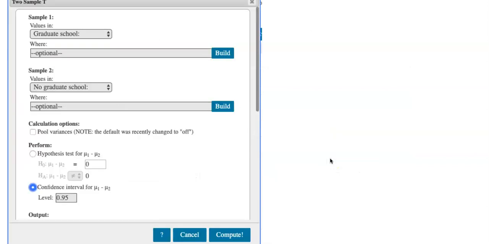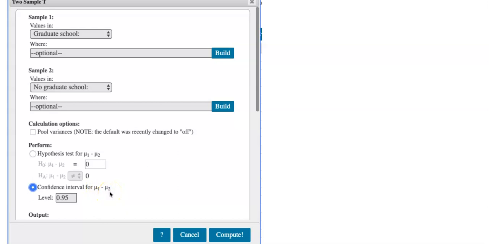And then let's go ahead and enter the samples in. Sample 1 is the graduate school data, and sample 2 is the no graduate school data. And click on, this time we're performing a confidence interval. We're constructing a confidence interval for mu1 minus mu2. Now take a look at that notation. Mu1 means the average for the first population. Mu2 is the population mean for the second population. So we're going to do graduate school average minus the no graduate school average.